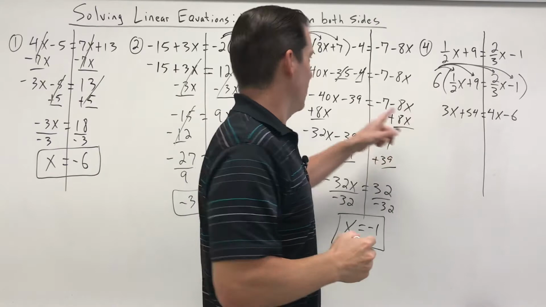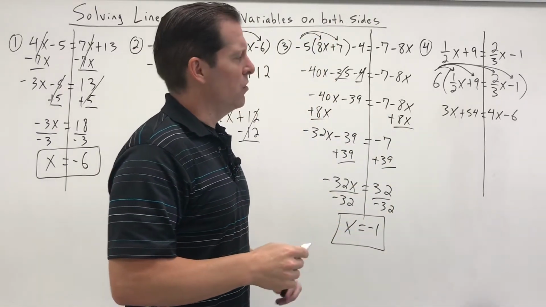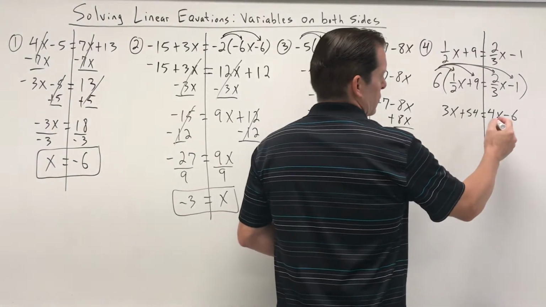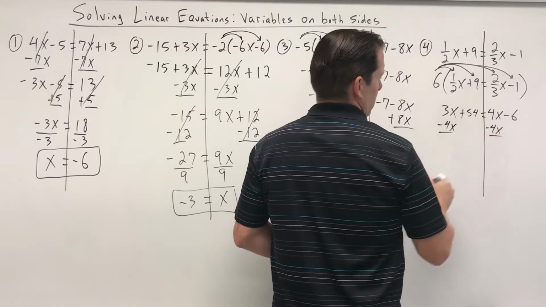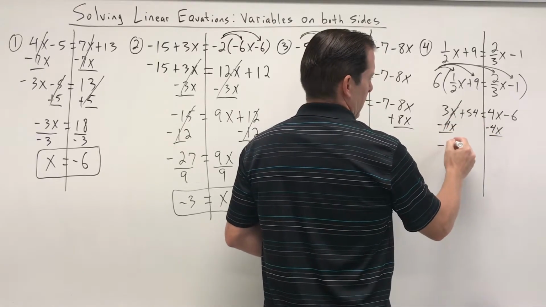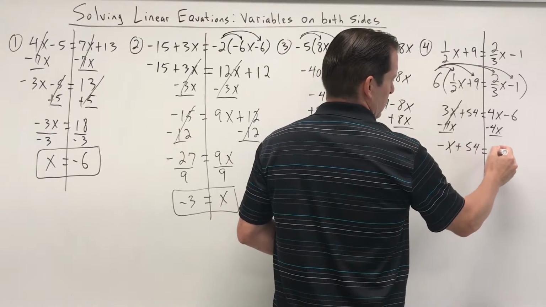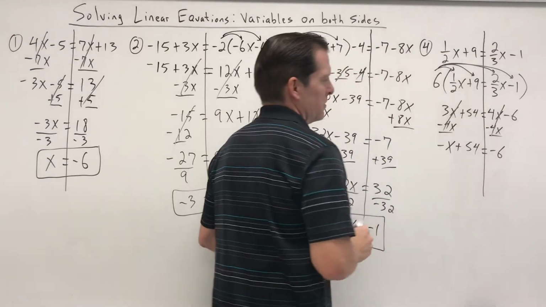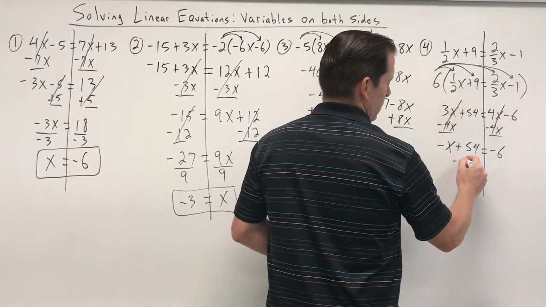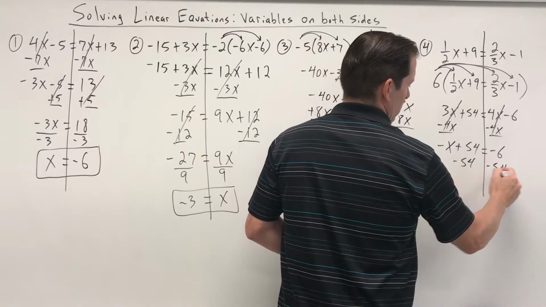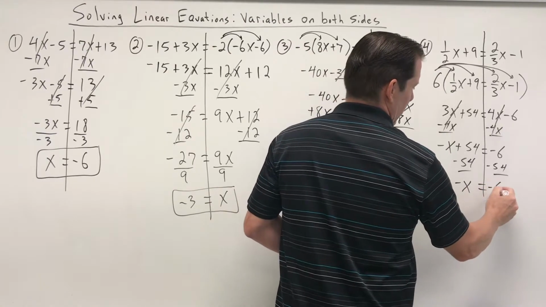Now, I'm basically back to a problem like number 1. So I'm going to move the variable over, and I'll just move the 4x over to the other side. So I'm going to subtract 4x, and then that will give me negative 1x plus 54 is equal to negative 6. Now I'm going to move the 54 over, so do the inverse. So I'm going to subtract 54. And I get negative x is equal to negative 60.